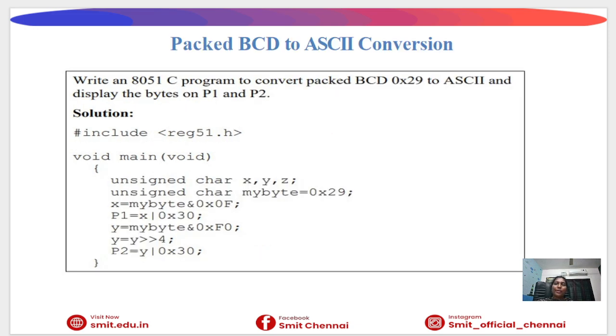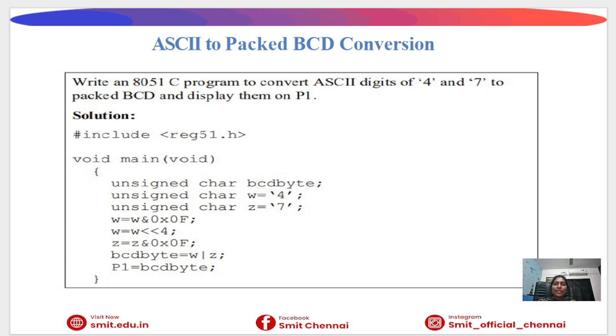The next one is packed BCD to ASCII. It is a data conversion, which is very important when working with displays. BCD means binary coded decimal. In packed BCD, two decimal digits are stored in one byte. But displays like LCD and UART understand only ASCII format. So we need to convert packed BCD into ASCII. This type of program is commonly used in digital clocks and meters. We get the codes in BCD and we display them on the LCD in ASCII.